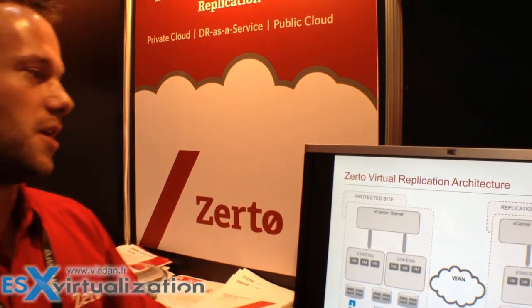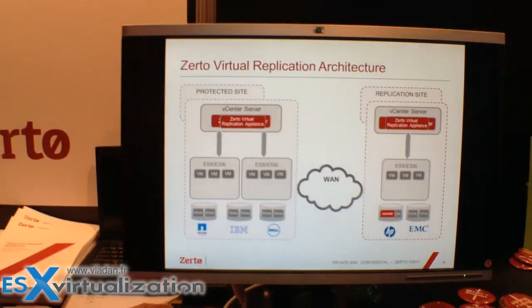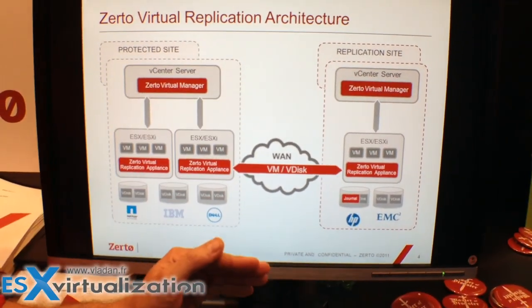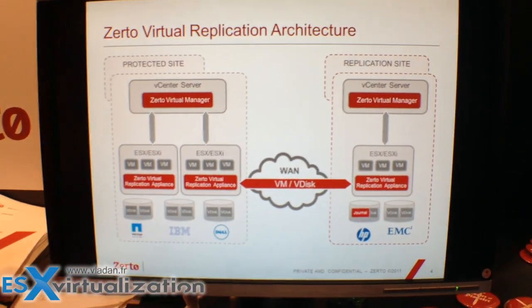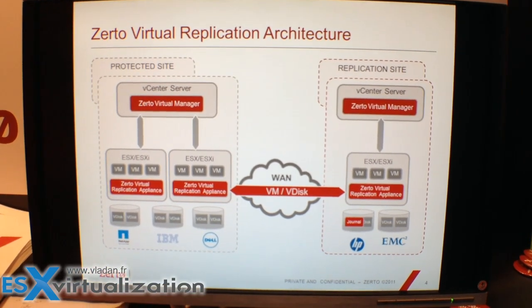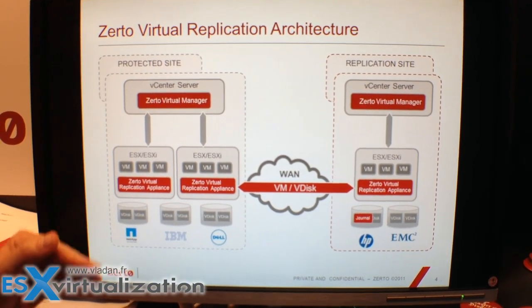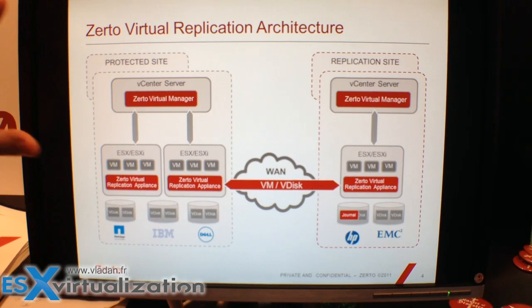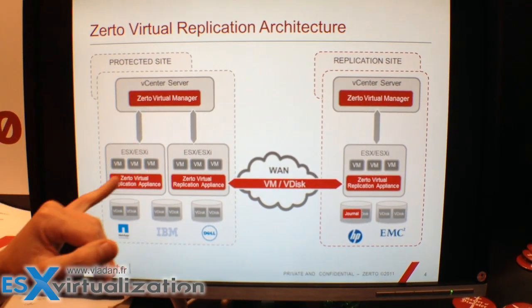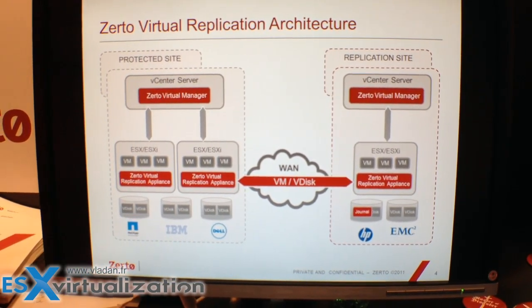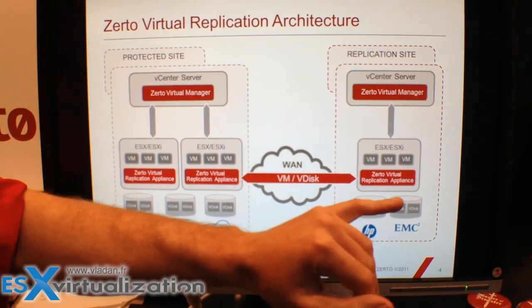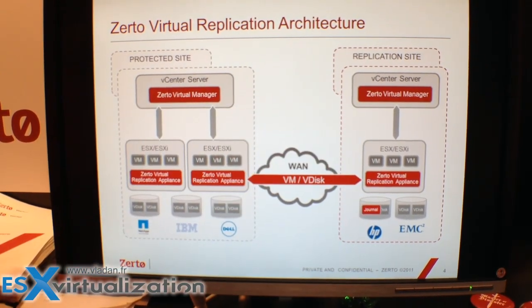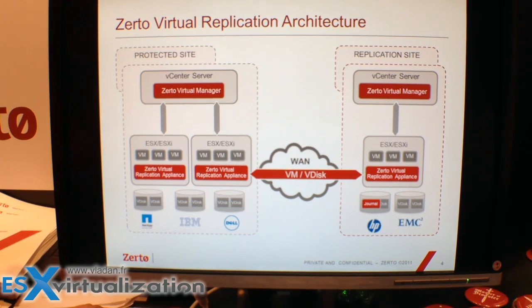So here we have a sample replication architecture with 2 vCenters, and Zerto blends right into the existing virtual infrastructure with 0 downtime. So we have the Zerto Virtual Manager, which gives you the interface into vCenter, and from there we deploy 1 Zerto virtual replication appliance per host. And these are what actually replicate the data between the sites.